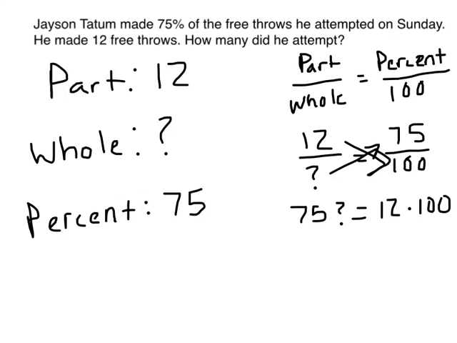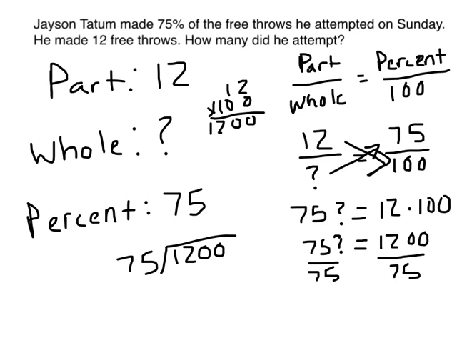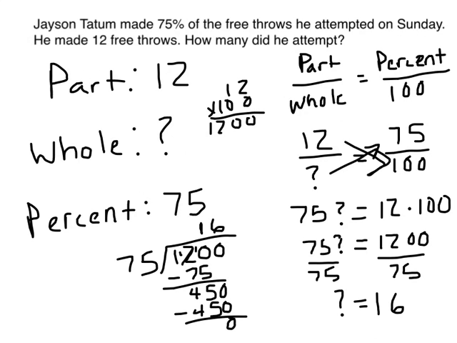What is 12 times 100? It's 1,200. So I know that 75 times a number equals 1,200. I need to divide both sides by 75 to find the whole. What is 1,200 divided by 75? It is 16. So here the whole is 16. Jason Tatum attempted 16 free throws.